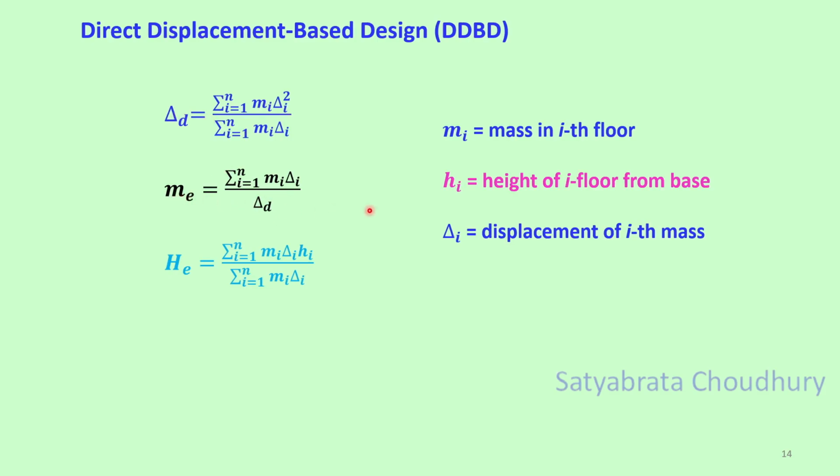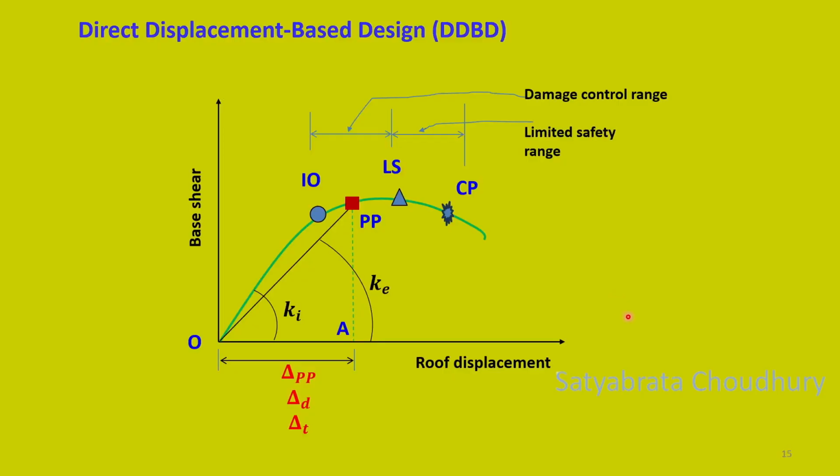So the expression for equivalent height is summation mi delta I Hi divided by summation mi delta I. Hi is the height of ith floor or mass mi, and delta I is the displacement of the ith floor mass. Now we have taken a pushover curve. So the pushover curve is between the roof displacement and base shear in the vertical axis.